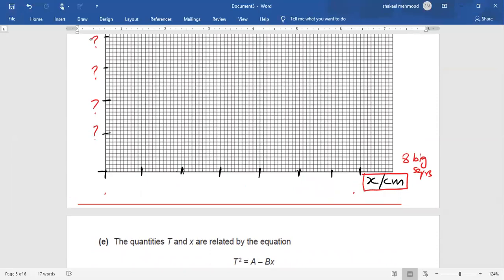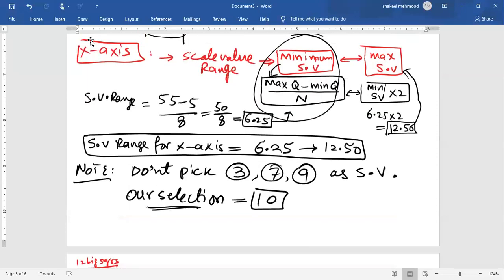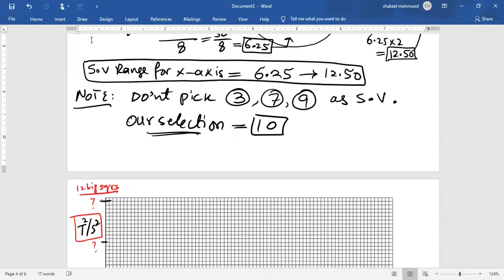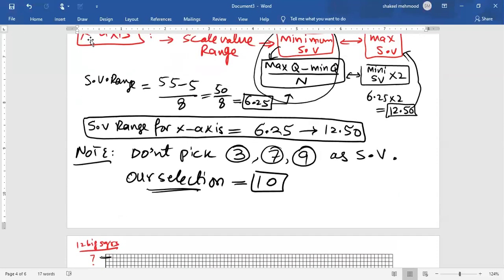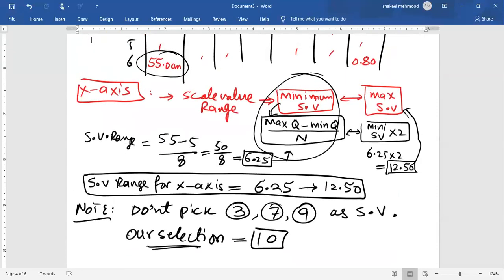So let me write down the value. We are starting from 0, so this is 10.0, this is 20.0, 30.0, 40.0, 50.0 and 60.0 because our last value is 55. Okay, now let's move on to y-axis. Let's move on to y-axis now. Okay, so for x-axis we are done. What you have to do is you have to perform the same thing for y-axis, right?